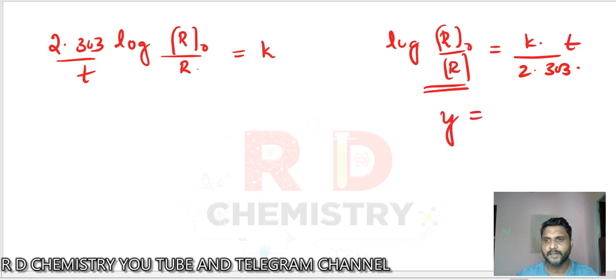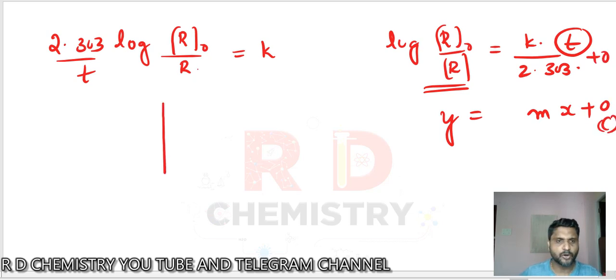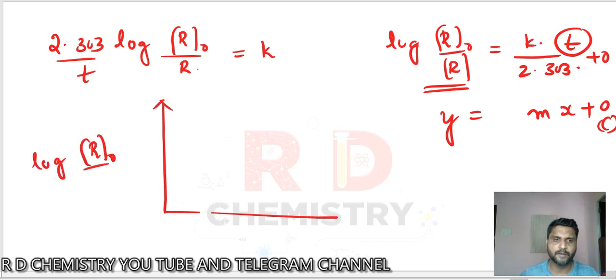So it is y, and time interval is there. So let me take along the x-axis mx, but nothing is there on the other side, plus 0. Intercept is 0 here. So if I plot that graph, along the y-axis let me take log r naught divided by r versus the time. So I should get a straight line, correct?